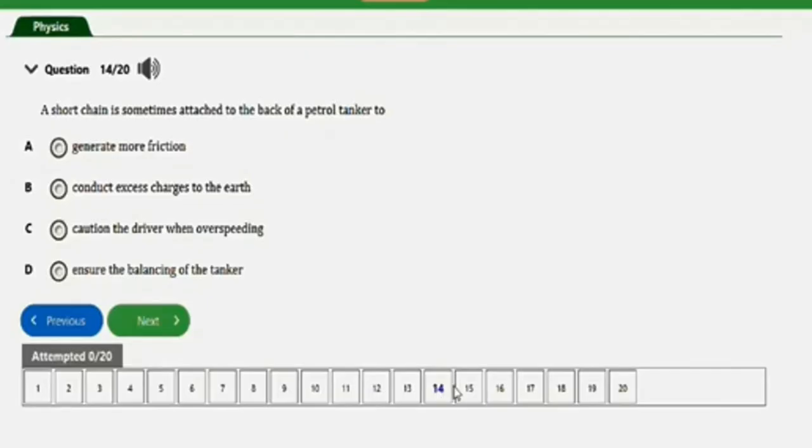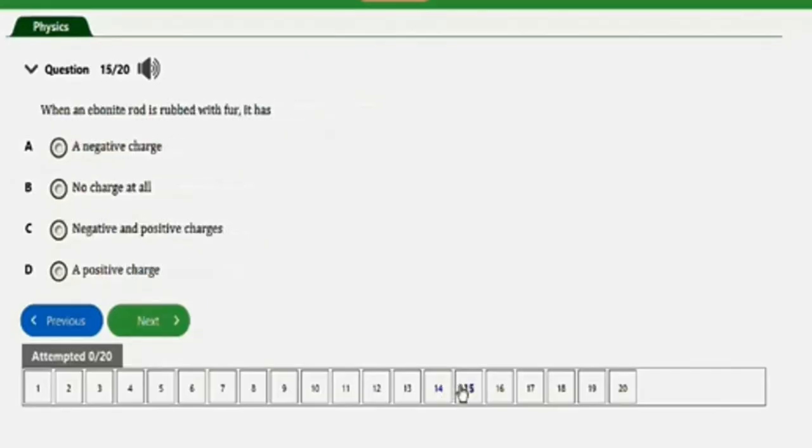Next question will be this one. It says when an ebonite rod is rubbed with fur, it has option A, negative charge, no charge at all, negative and positive charges, a positive charge. So the right option is option A, which is a negative charge. An ebonite rod typically has a negative charge.